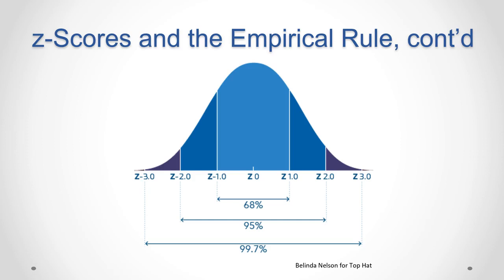This concludes our discussion for Chapter 5. The next chapter, Chapter 6, introduces the concept of probability and how it relates to z-scores.